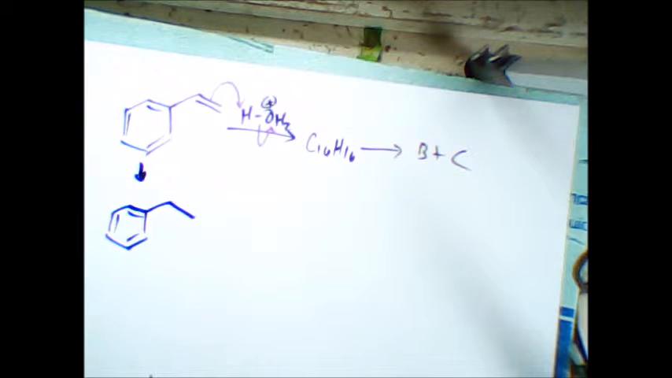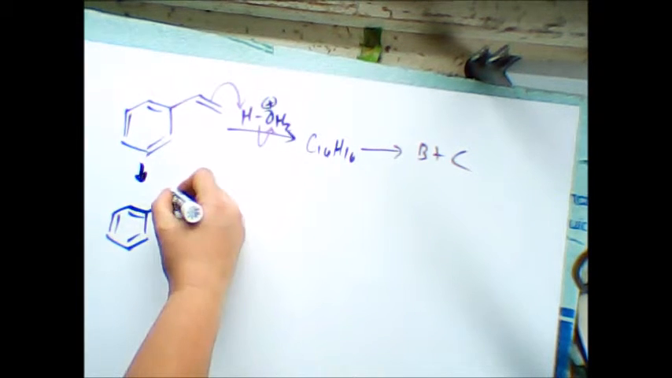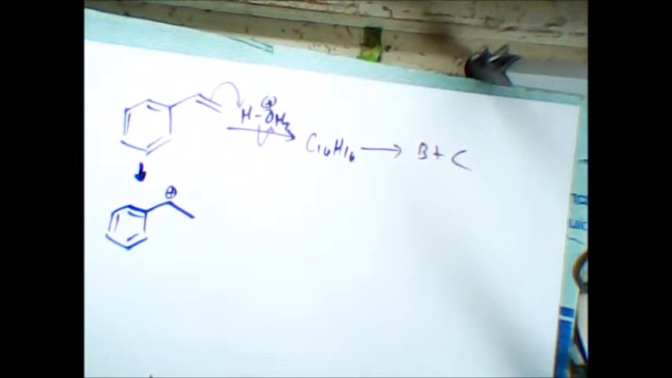Question now, where is the plus charge going to go, and who's going to get the H? If we put the plus charge here, it's going to be primary, which we know is a really bad thing. It can be leavened if it's next to a pi system, but in this case it's not. This guy is secondary and benzylic, which means that he is where our positive charge is going to go. Because a positive charge is stabilized not only by substitution, but also by resonance.